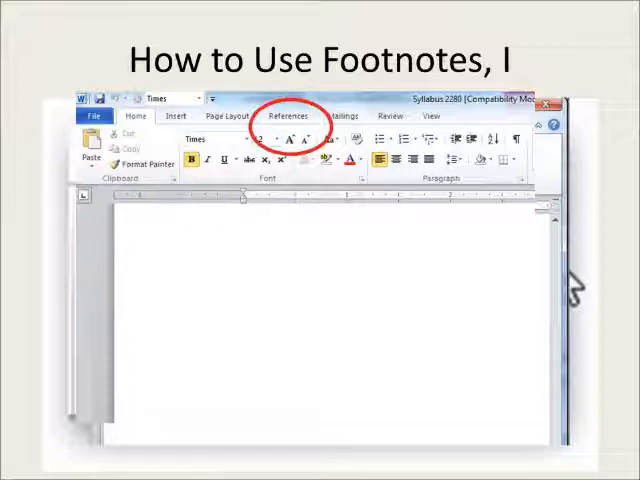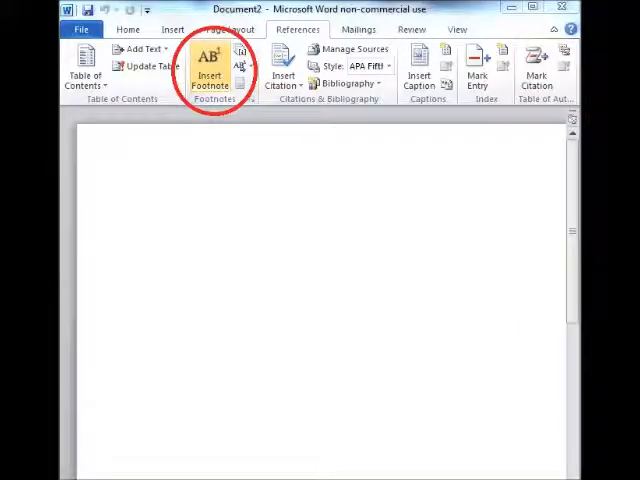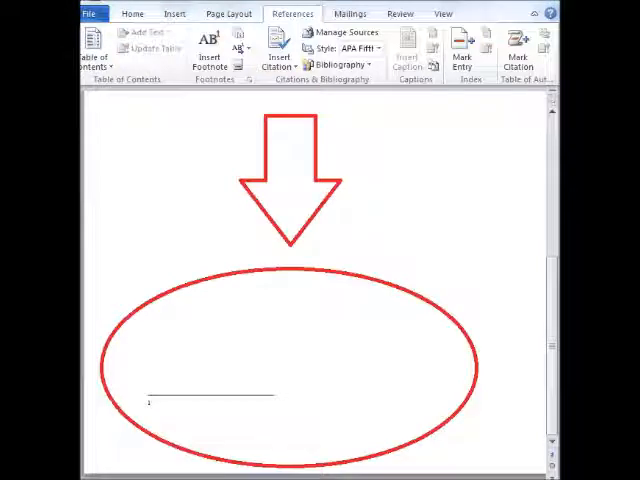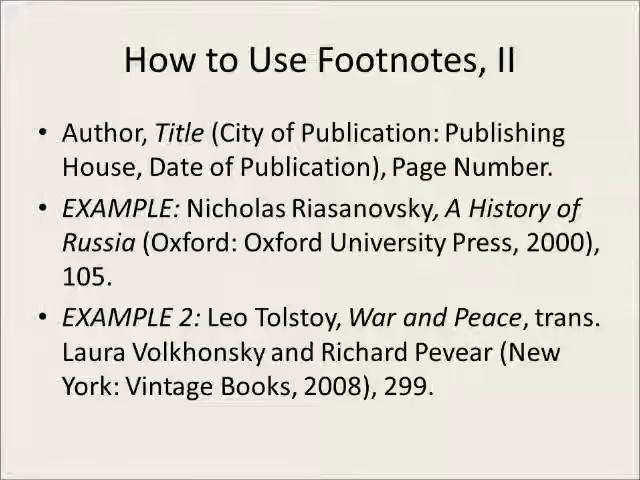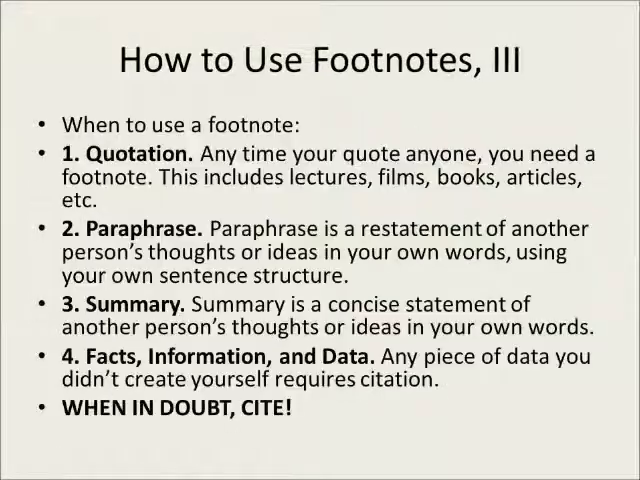In Microsoft Word, you'll click References, Insert Footnote, and then you'll get this at the bottom of your screen. What do you write there? Well, you'll write the author, the title, and in parentheses, the city of publication, publishing house, date of publication, etc. This guide is actually up on Carmen for you. I've got some additional references, including how to cite one of the video lectures if you choose to do so.